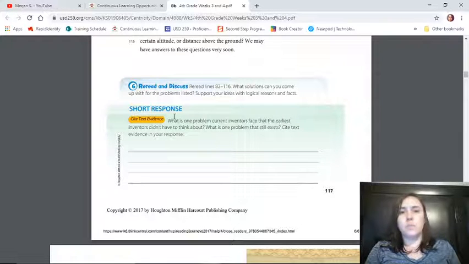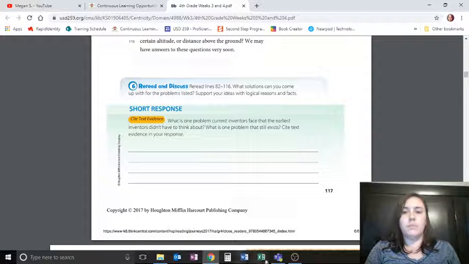And then your short response, this is going to be written. What is one problem current inventors face that the earliest inventors didn't have to think about? What is one problem that still exists? Cite text evidence in your response. So it's 2 different questions that you have to answer. What's a problem that earlier inventors didn't used to have to worry about that inventors today have to? And what's a problem that early inventors used to have that still is a problem today? So 2 different questions. You need to have full sentences as your responses. So that's how you complete the first reading story for your week 3 worksheets.